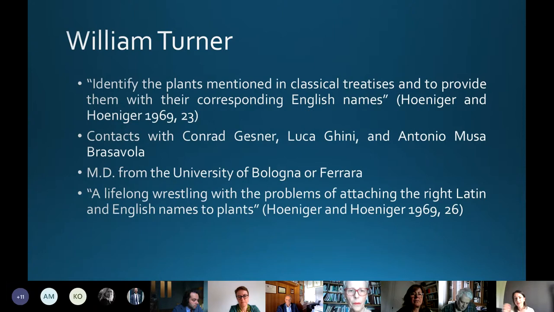And my journey starts with William Turner. Turner is notable because he had set himself a task that had never really been attempted before: to identify the plants mentioned in the classical treatises and to provide them with their corresponding English names. He is credited as the earliest scholarly link between British and continental botany, and he traveled extensively through Germany, Switzerland and Italy, where he came in contact with the most important European natural historians of the time. He obtained an MD from the University of Bologna and Ferrara, and his herbals, all published between the 1530s and the 1560s, bear evidence of what has been termed a lifelong wrestling with the problems of attaching the right Latin and English names to plants.